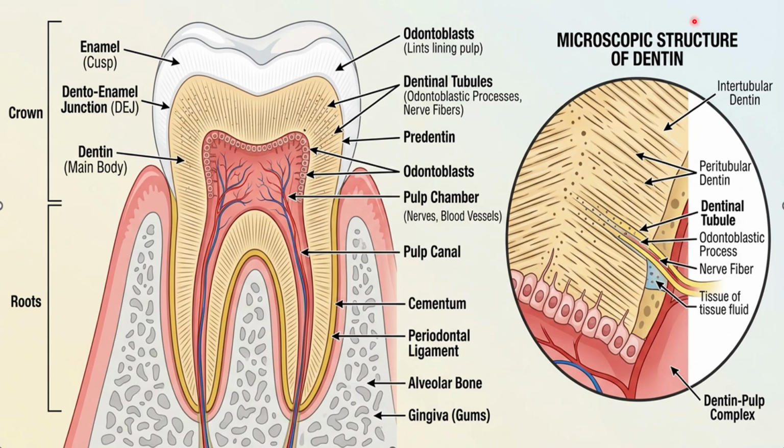So coming to the microscopic structure of dentin, it consists of intertubular dentin and peritubular dentin. We have dentinal tubules which have odontoblastic process, nerve fiber, and also this is the dentin pulp complex. So dentin is a vital tissue because of the presence of odontoblastic process in the dentinal tubules.